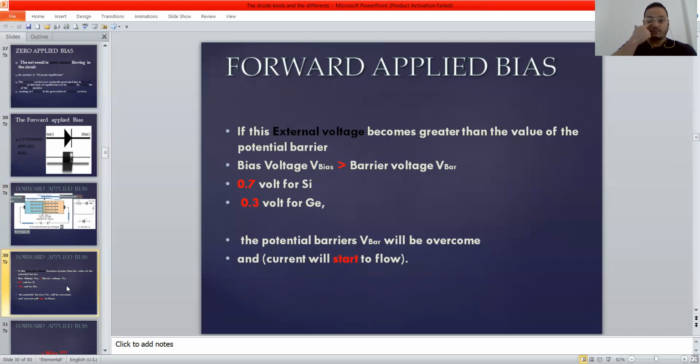If this external voltage becomes greater than the value, here we have an important condition. For silicon it must be 0.7 or more to see the current go through the diode, through the p-n junction specifically, and 0.3 for germanium, less than silicon. The potential barrier V bar will be overcome and current will start to flow.